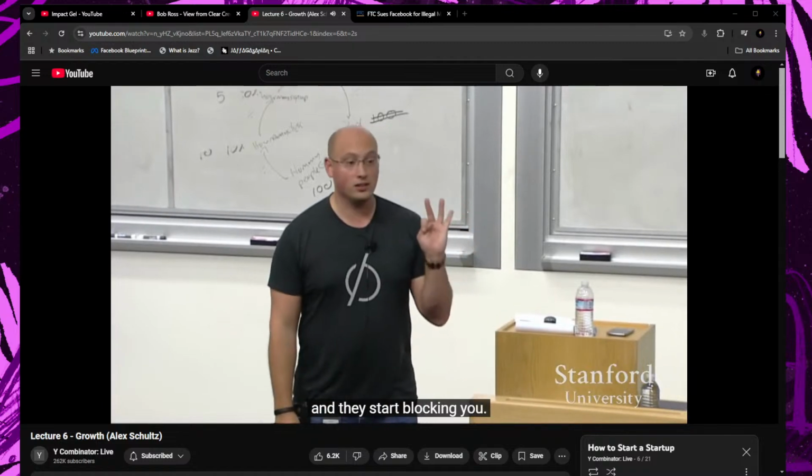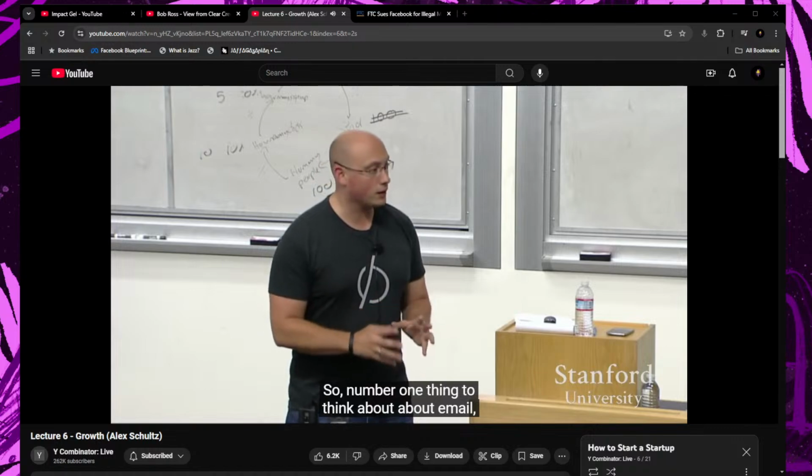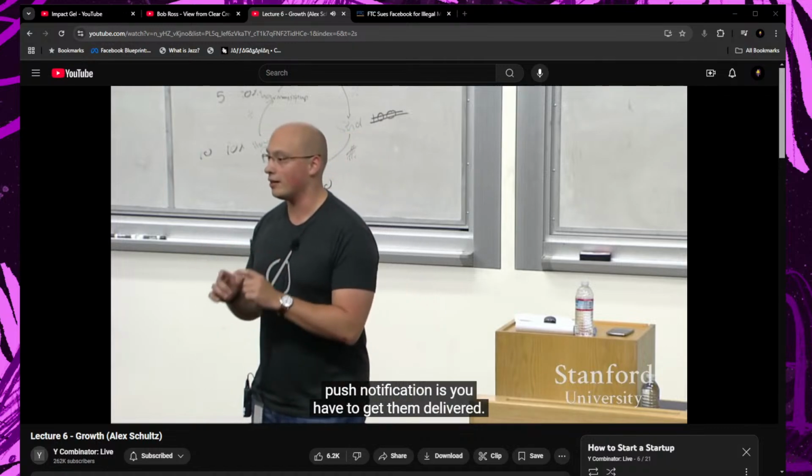So there's no settings where they can opt out and they start blocking you. You can never push them once they've opted out of your push notifications. And it's very hard actually to prompt them to turn them on once they've turned them off. So the number one thing to think about with email, SMS, and push notifications is you have to get them delivered.